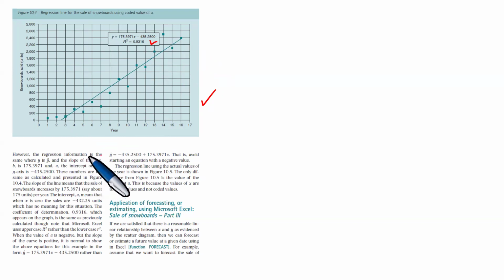However, the regression information is the same, where y is y hat, and the slope of the line b is 175.3971. And A, the intercept on the y-axis, is minus 435 point that. It's this one, that's the A. And the B is 175.39. These numbers are the same as calculated and presented in figure 10.4. They are there in figure 10.4.